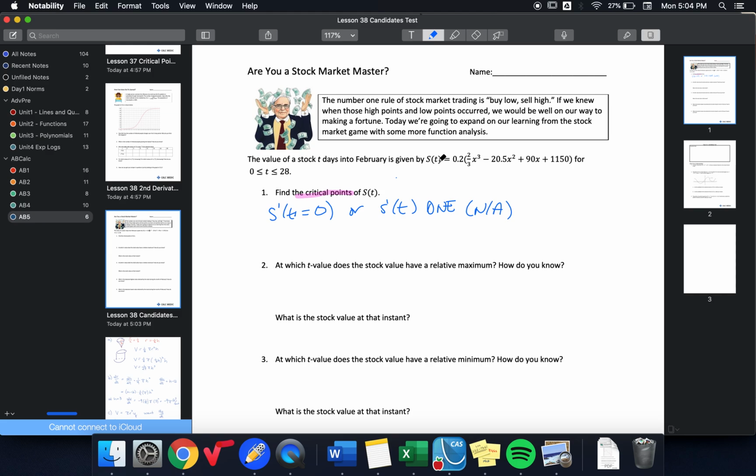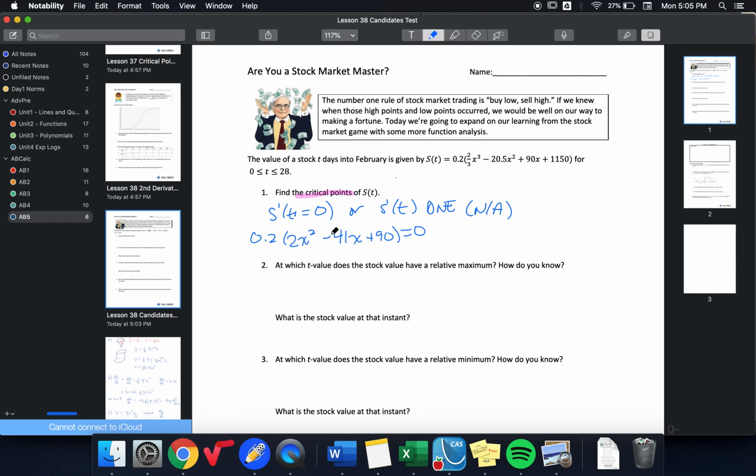I'm going to take this derivative. My 0.2 is a constant, so I can leave that in front, and then bring down my 3. Using the power rule, I'll get 2t squared minus 41t plus 90 equals 0. Since it's equal to 0, I can divide that 0.2 to the other side.